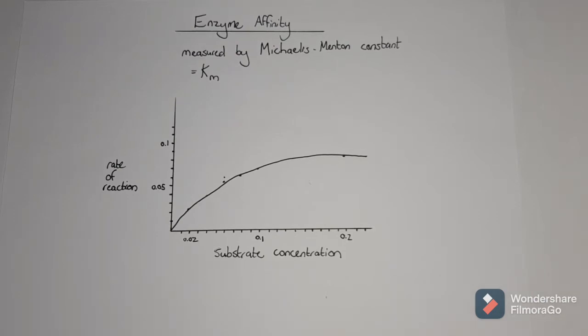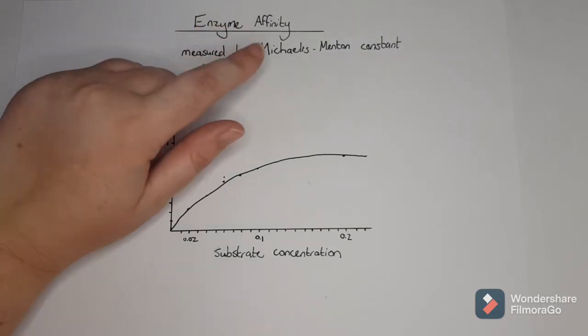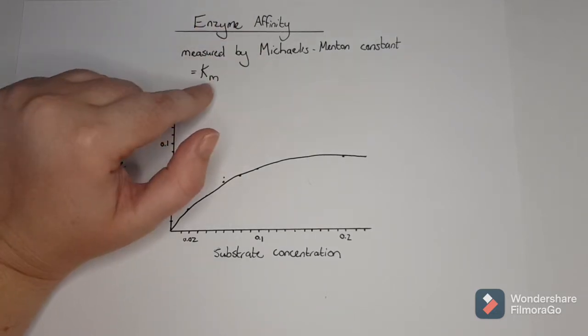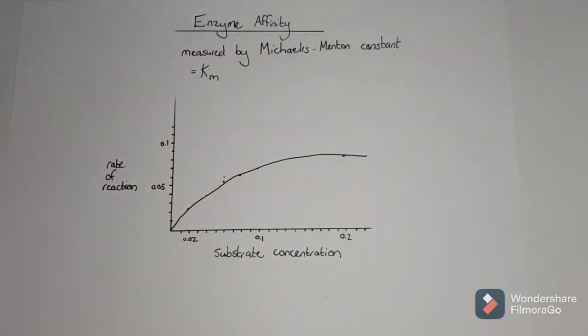Okay, so when we want to look at enzyme affinity, that is when we want to see how well an enzyme can bind to its substrate, so as to know how quick a reaction is going to happen. To measure enzyme affinity, we look at the Michaelis-Menten constant, which is represented by Km.